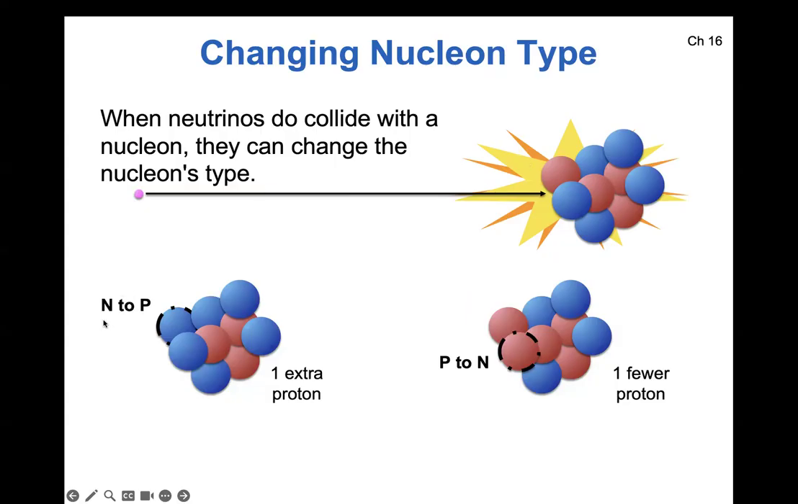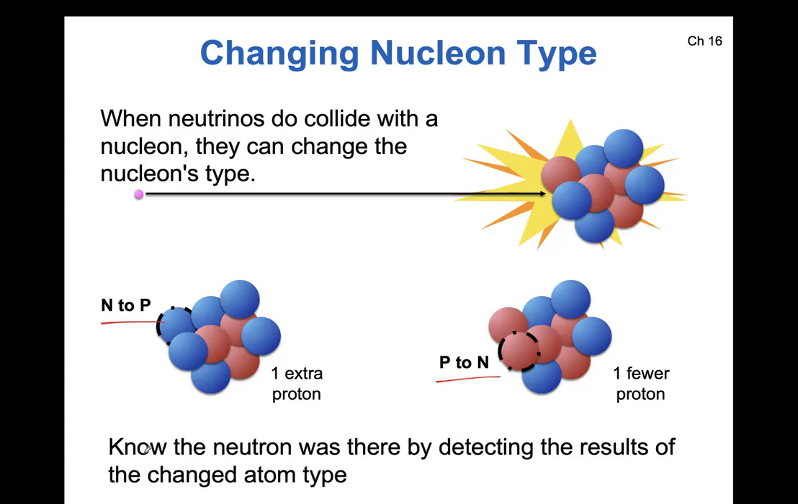For example, the change could be N to P. That'd be neutron to proton. Or it could be P to N, which is proton to neutron. So in other words, that atom could end up having one extra proton and become one higher on the periodic table, or it could have one fewer proton and become one lower. So we know that the neutron was there by detecting the results of the change.